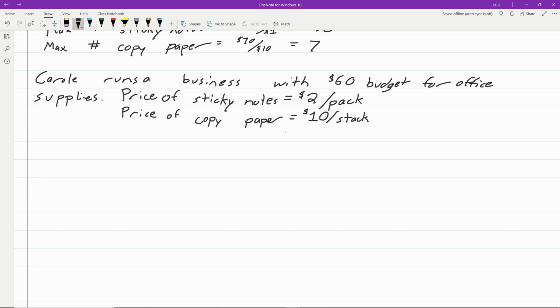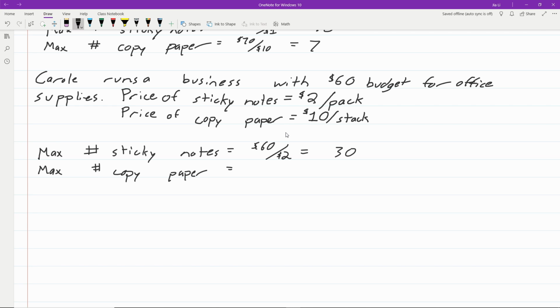Well, let's analyze this in the same way we did before. Max number of sticky notes that she can buy is her $60 budget divided by now $2 per pack, so she can now afford 30. And the max number of copy paper that she can buy is the $60 divided by 10, so that just becomes 6 stacks.